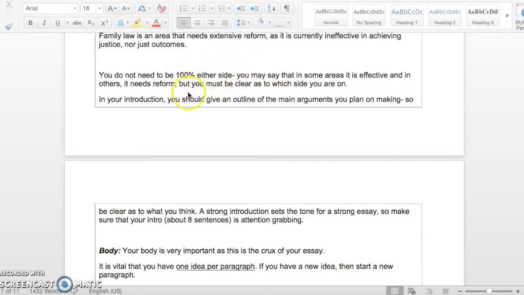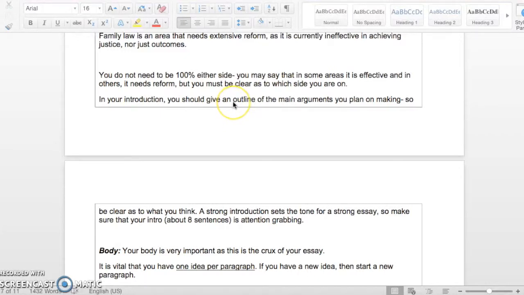Now, in your introduction, you should give an outline of the main arguments you plan on making. So be clear as to what you think. Okay, so that's why I always suggest that you have your essay plan prepared before you go in and answer it, because your introduction needs to have a clear idea of what your main arguments will be.